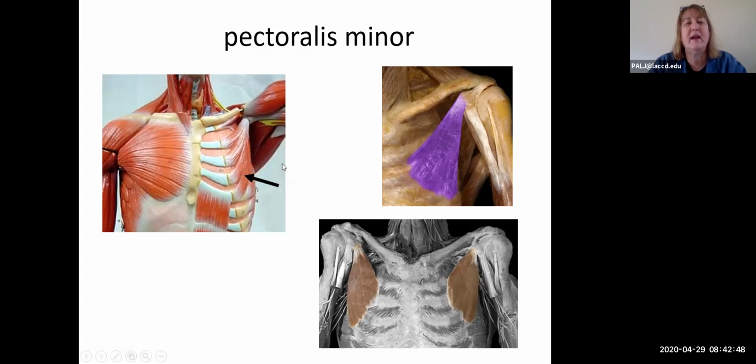So deep to the pectoralis major, we have a muscle known as the pectoralis minor. And as you can see, it has distinct origins on the anterior surface of the ribs. And this could be either ribs 2, 3, 4 or 3, 4, 5. So we say it comes from ribs 2, 3, 4, 5 because some people can have it coming from 3 ribs and some people can have it coming from 4 ribs, okay? So that's the pectoralis minor.